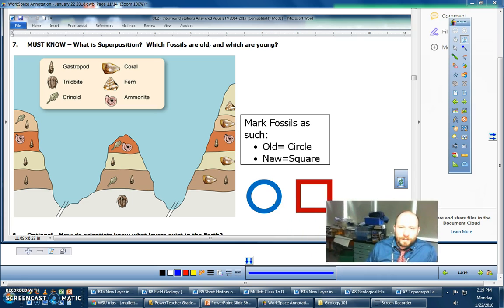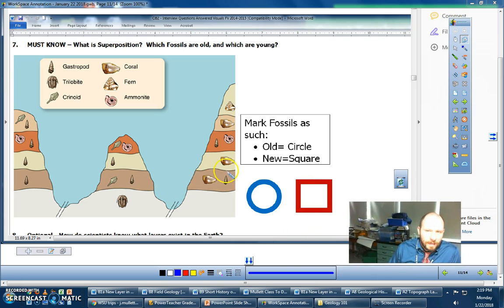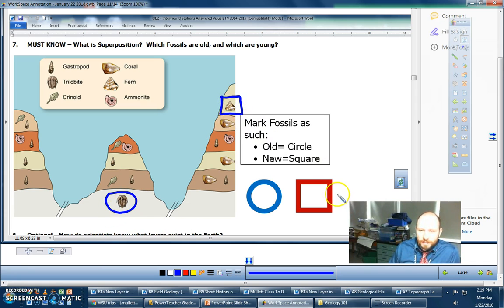Last but not least, we are talking about fossils. So the oldest fossils, the law of superposition states, oldest fossils are going to be found at the bottom layers, and therefore the youngest will be at the top. And just simply trilobites are the oldest, and in this case here the fern is the youngest, and that takes care of our little interview right here, folks.